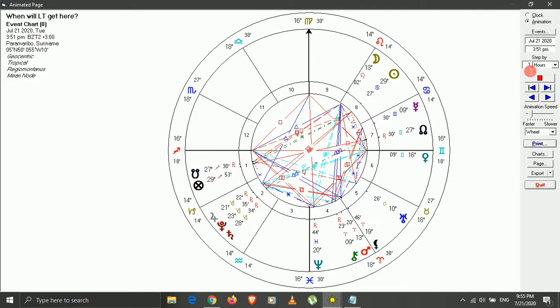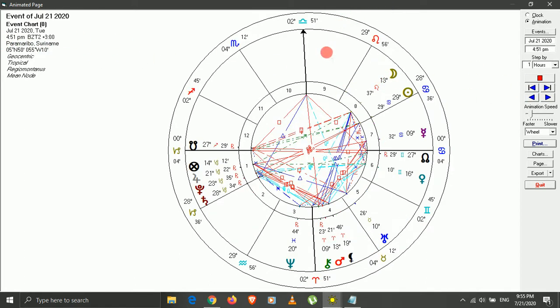And if you use 1 hour from this point on, 3:51, boom, 4:51. And there you go. See, the person is here, 9 degrees in Cancer. I'm here, 21 degrees in Capricorn, conjunct the part of fortune. And both of us are exactly 9 degrees removed from our respective ascendant and descendants.